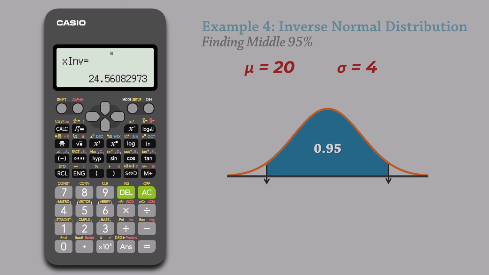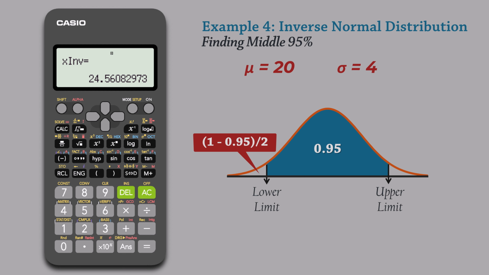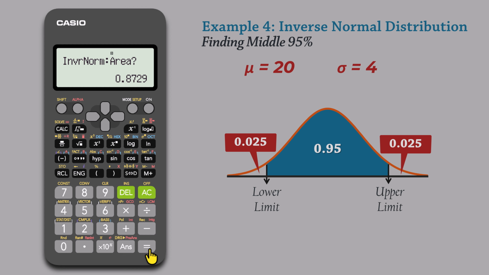Finally, for this same normal distribution, let's find the lower and upper limits for the middle 95% of values. To find the area in the tails, we calculate 1 minus 0.95 divided by 2, which gives us 0.025 in each tail. Press equals to return to the area input screen. For the lower limit, enter 0.025 for area, equals, sigma is still 4, equals, mu is still 20, equals. The lower limit is 12.16.